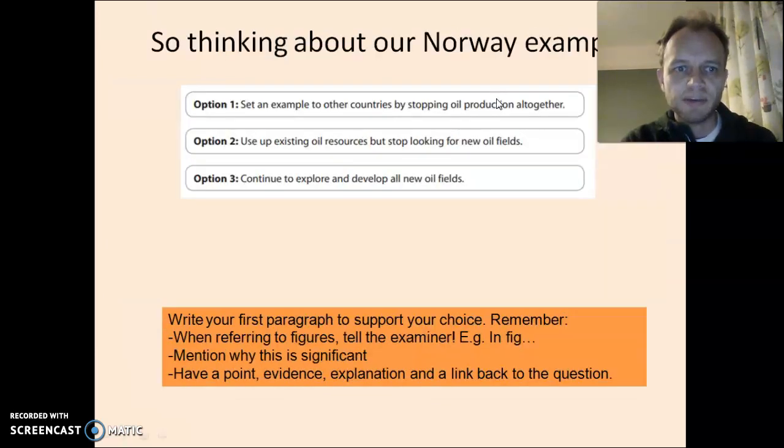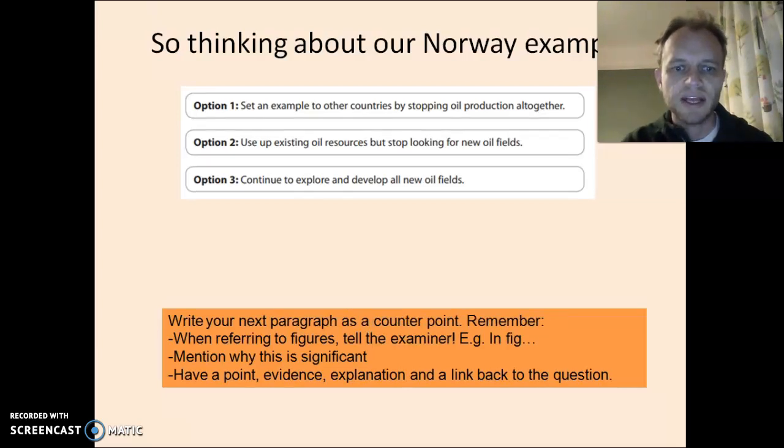Okay, so now you have an idea about how to write your main arguments. I want you to have a go at your first paragraph to support your choice. When referring to figures, we want to tell the examiner, so you're going to say in figure 1, blah blah blah, supporting evidence. Mention why that's so significant. This is so important because of these reasons. And in your answer, have a point, some evidence, an explanation, and then a link back to the question. Okay, pause the video, first paragraph to support your choice.